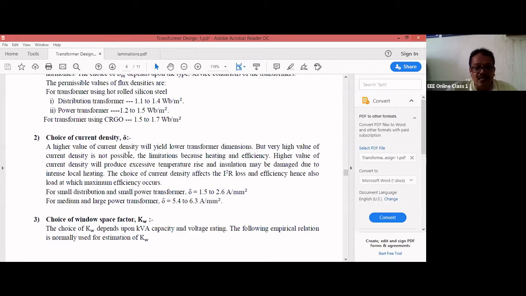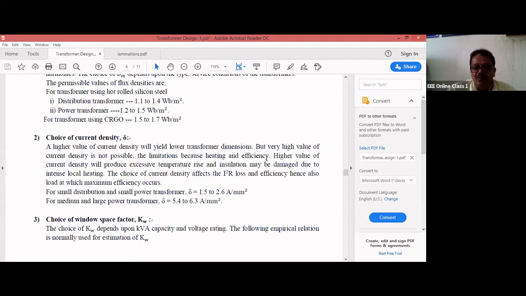If the current density is high, what is the disadvantage? That is one advantage: if you go for a higher value of current density, the core area will get reduced, so that I can save in iron part and I can save in conductor part. But if you go for a higher value of current density, what will happen? There will be more heating, because a higher value of current density means more heating. Definitely the efficiency will come down.